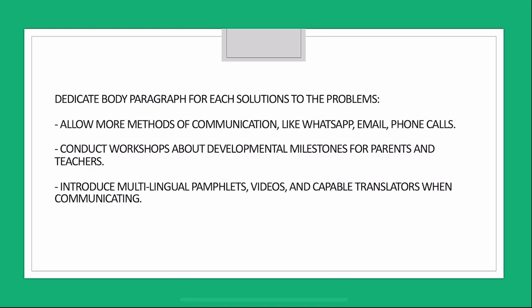The next thing that I would do would be dedicate solution paragraphs to each of the problems that I listed in my thesis statement. The first being allowing more methods of communication like WhatsApp, email, and phone calls to combat the problems in lack of opportunities for communication with parents.